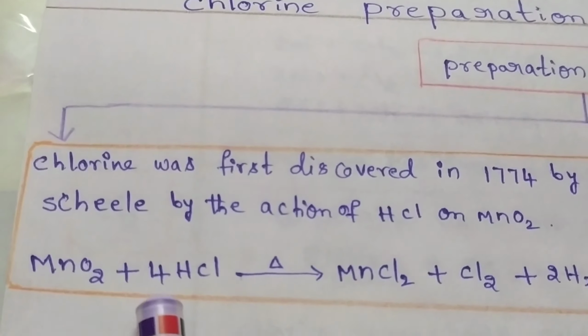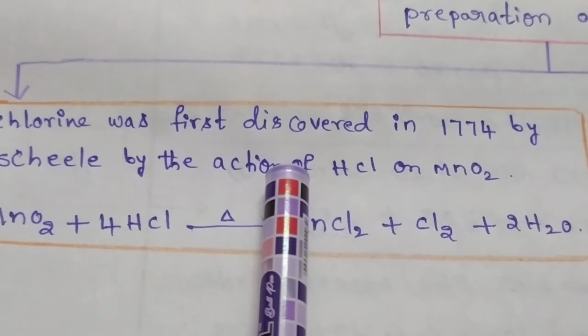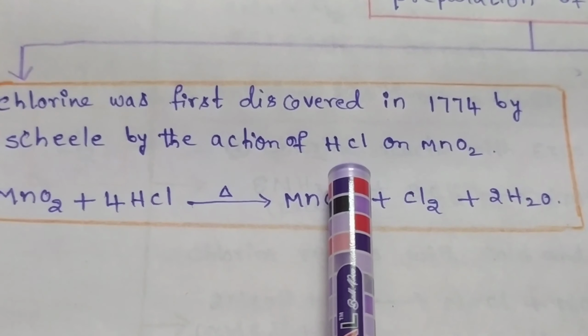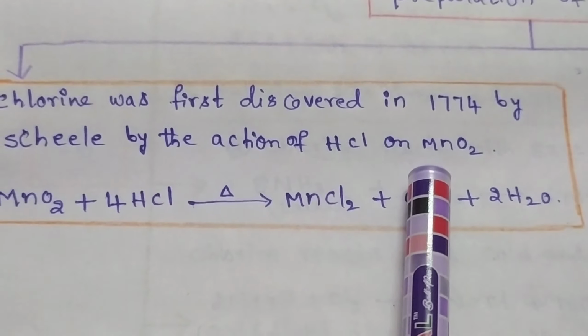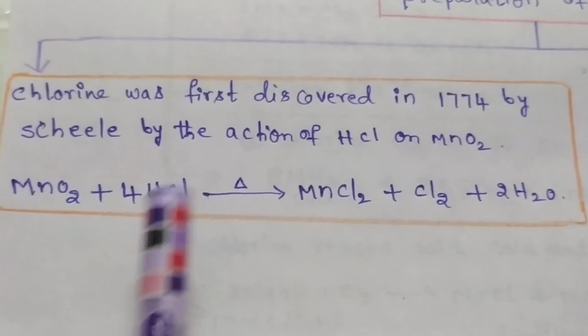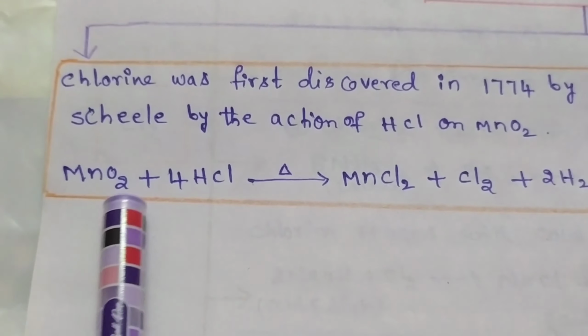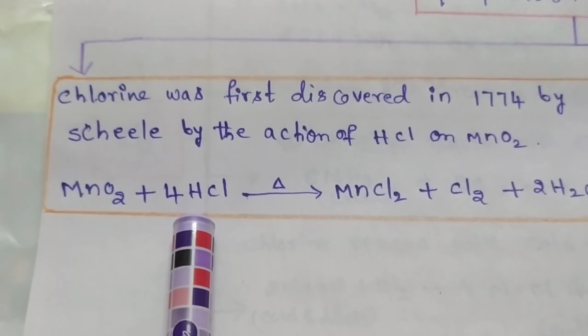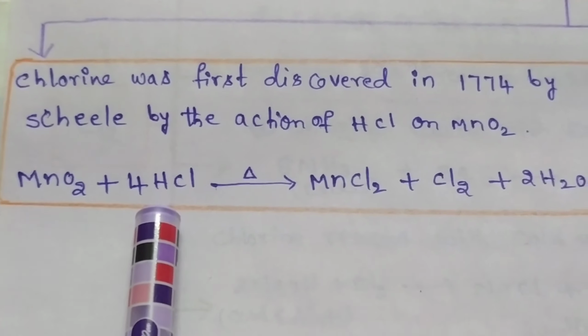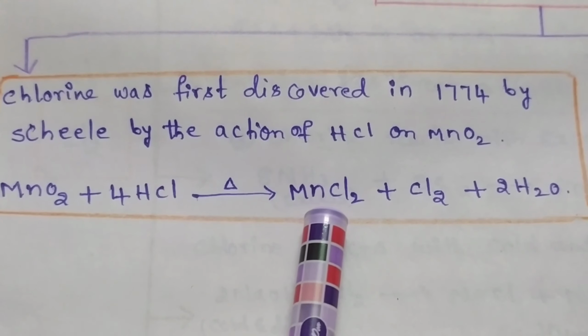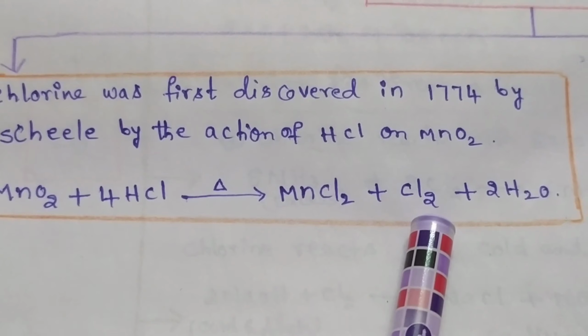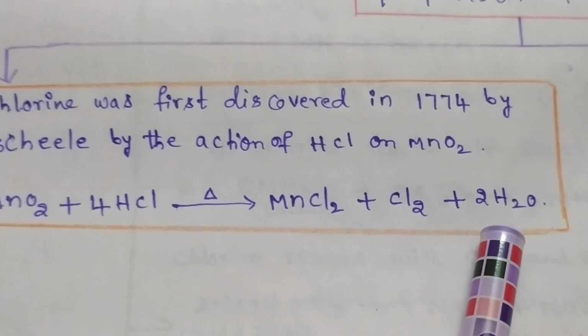The first method: chlorine was first discovered in 1774 by the scientist Scheele by the action of concentrated hydrochloric acid on manganese dioxide. The reaction is: manganese dioxide reacts with 4 moles of concentrated hydrochloric acid to form manganese dichloride, chlorine gas, and water molecules.